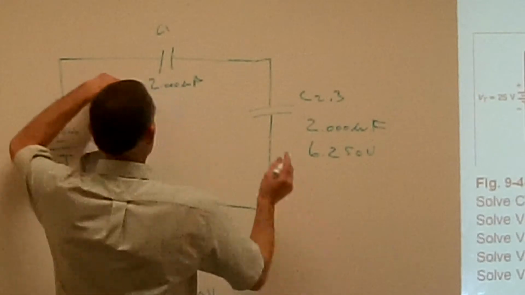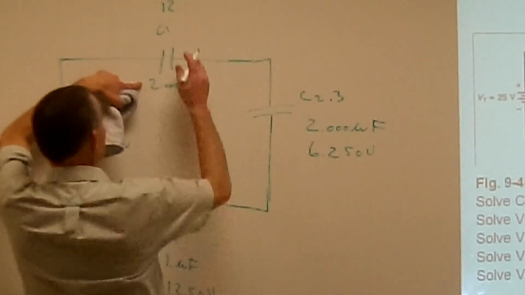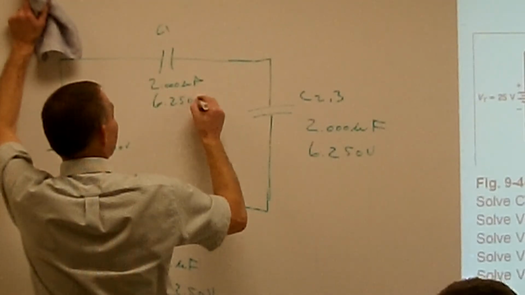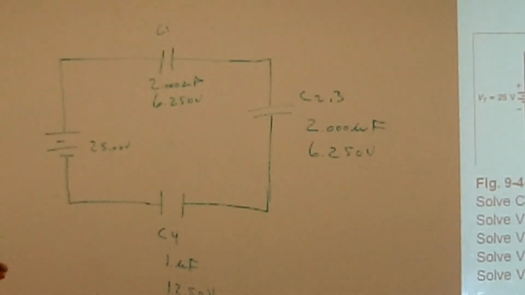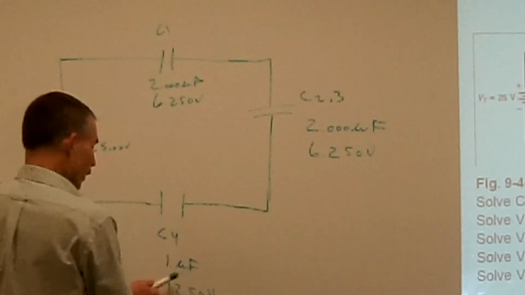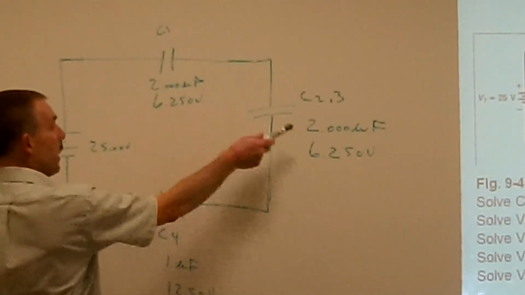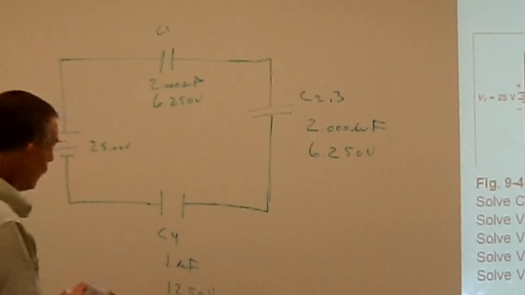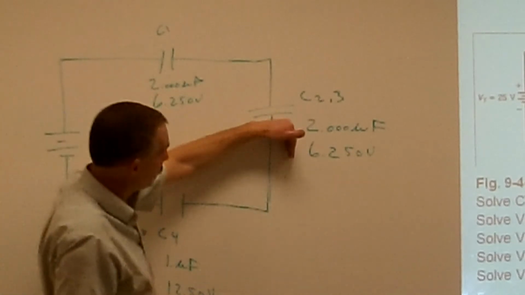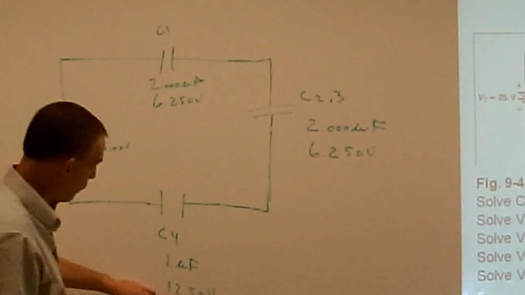And then since that one's the same as the other, this one should be 6.25. Yeah, so a lot of times, once you get to one, you can just rationalize it out and figure out what it is. The 1 microfarad is going to drop twice as much voltage as the 2 microfarad ones do. So C1 is going to drop 6.25, C2 and C3 are going to drop 6.25, and C4 is going to drop 12.5 volts.